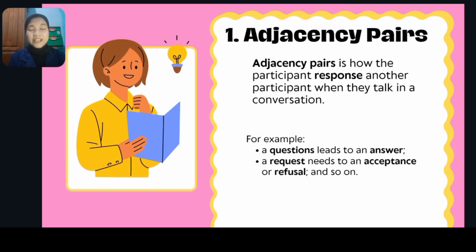So we discuss the first one, adjacency pairs. What are adjacency pairs? Adjacency pairs are how a participant responds to another participant when they talk in a conversation. For example, when we ask someone a question, we want an answer as a response. When we make a request to someone, we want a response of acceptance or refusal.